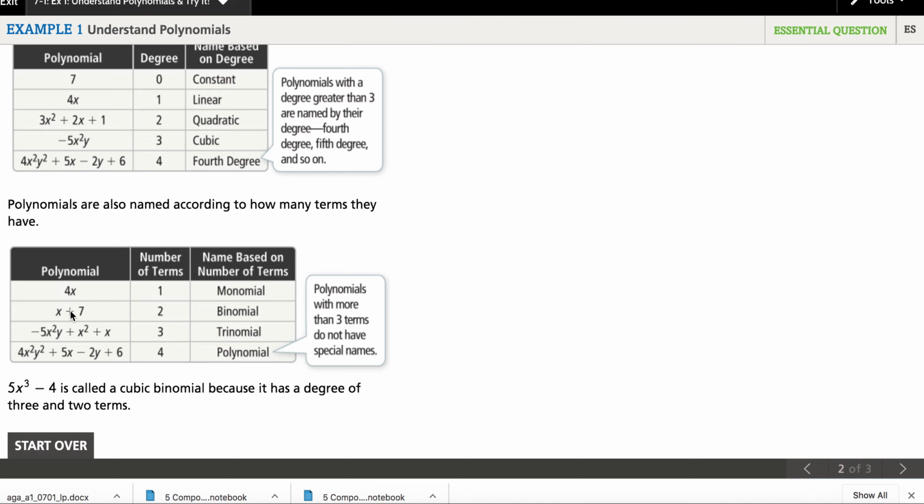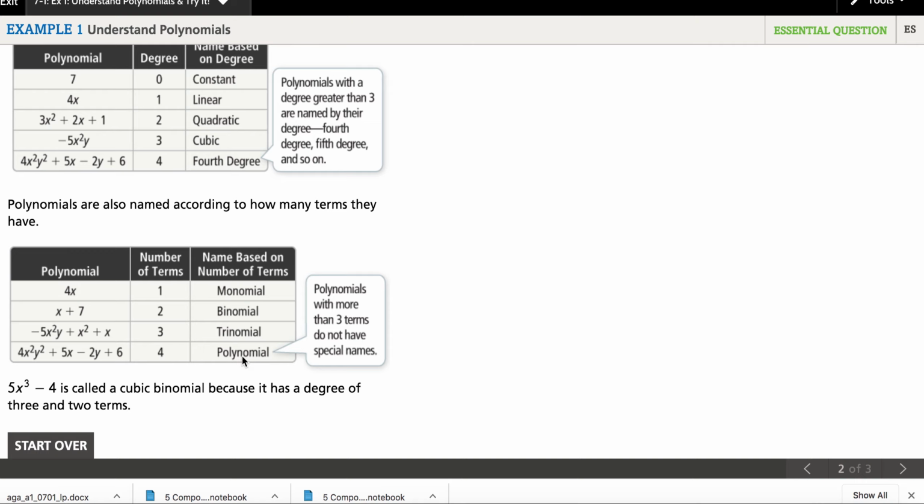X plus 7, there are 2 terms. We call this binomial. Negative 5x squared y plus x squared plus x, its number of terms is 3. 1, 2, 3. So these are the terms, and we call this trinomial. 4x squared y squared plus 5x minus 2y plus 6. This has 4 terms.